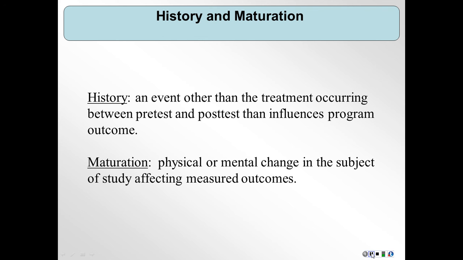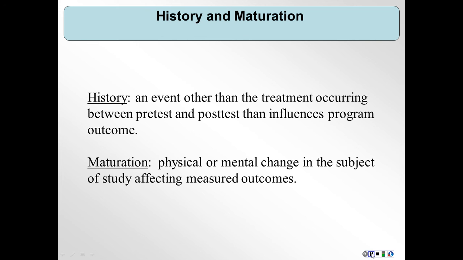So the first threat that I'm going to discuss is the history threat. The history threat refers to any event other than the planned treatment, other than the planned program, that occurs between the pretest and the post-test measurement, and that has an influence on the dependent variable, that has an influence on the program outcomes. In short, if both a treatment, the program, and a history event occur between the pretest and the post-test, you will not know whether the observed difference between the pretest and post-test scores is due to the treatment or due to the history event. In short, these two events are confounded.